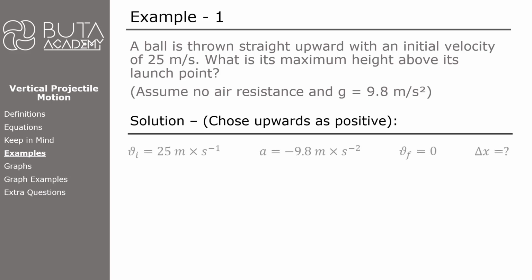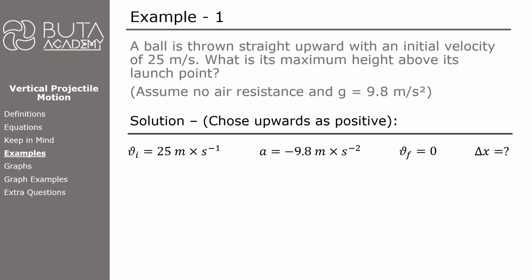Next, we summarize the information given in the question. Initial velocity of the ball is 25 meters per second. Acceleration is downwards, thus its value is negative 9.8 meters per second square. Even though it is not specified directly, we can recall from the notes that at the maximum height, the velocity of an object is 0. We must calculate the displacement till that point.